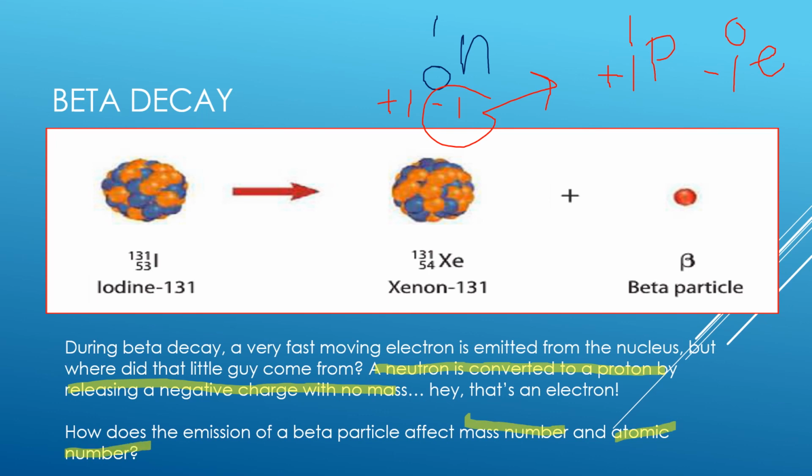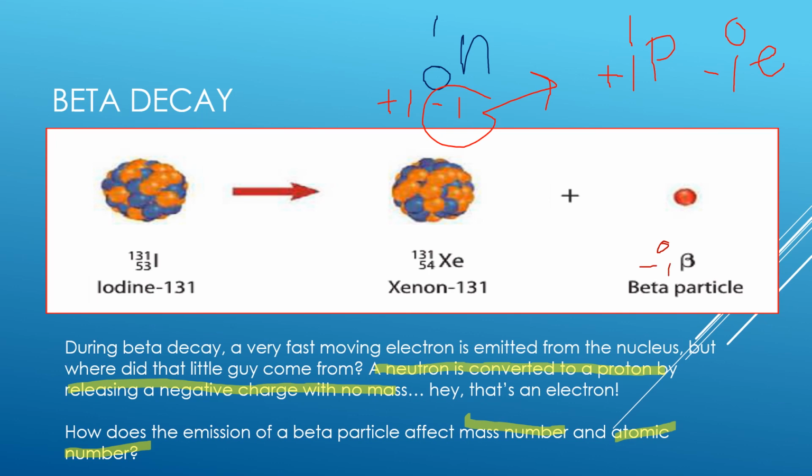I'm going to add in my beta particle has a mass of 0. Oh, that's not what I wanted to do. My beta particle, well, I guess I can get rid of it. Let's try again. My beta particle has a mass of 0 and a charge of -1. So it's identical to an electron.